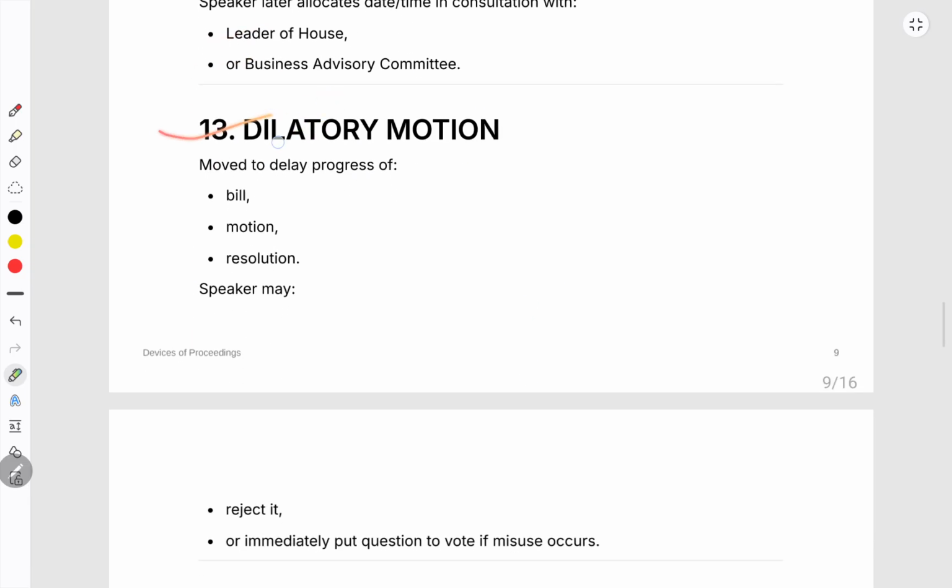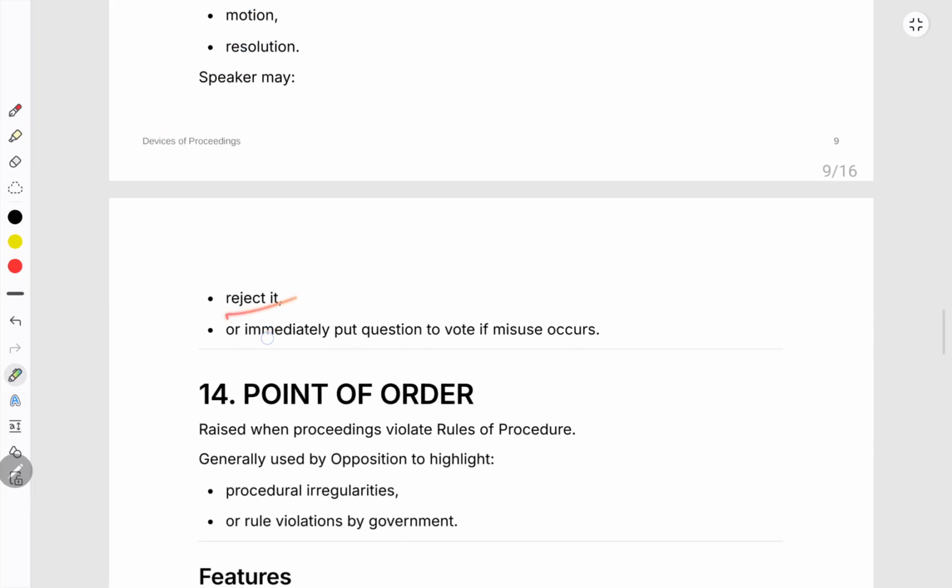The next is the dilatory motion. So dilatory motion is moved to delay the progress of a bill, motion or resolution. So the Speaker may reject it or immediately put the question to vote if misuse occurs.